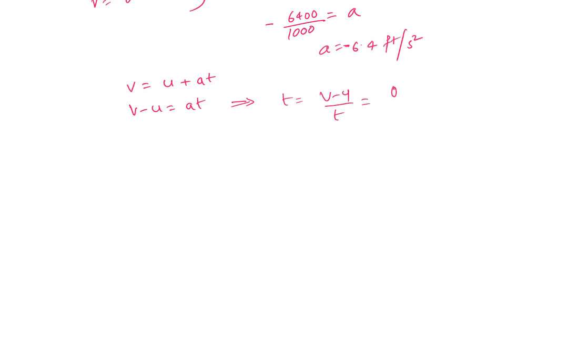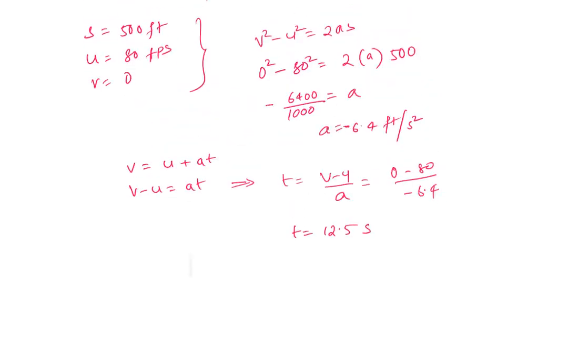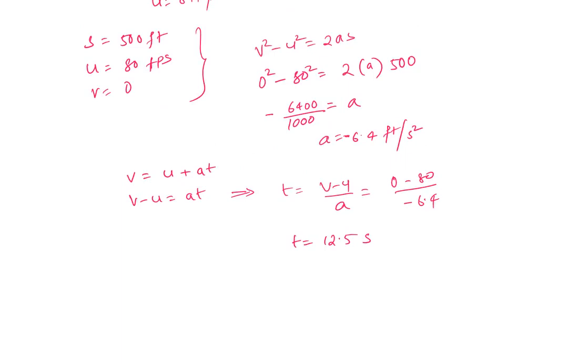So v is 0 minus u, which is 80, divided by a, and acceleration was negative 6.4. So time comes to 80 divided by 6.4, which is 12.5 seconds. So 12.5 seconds is how long it takes to get to the peak.